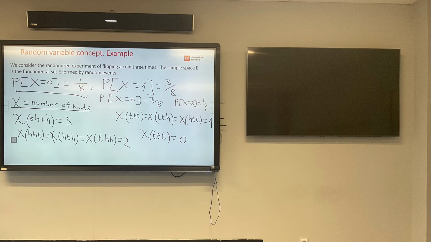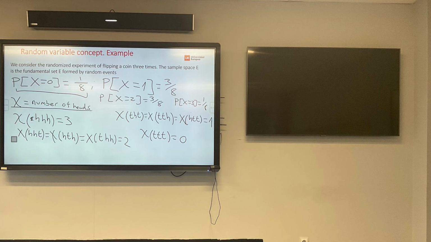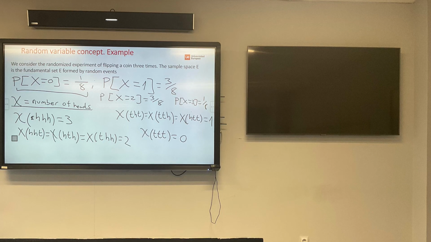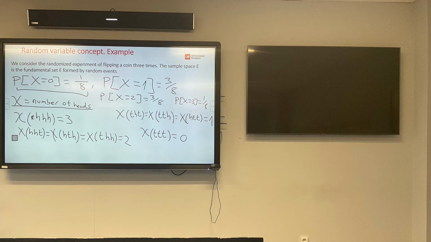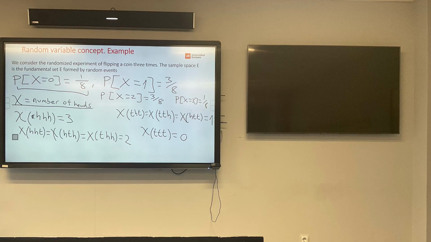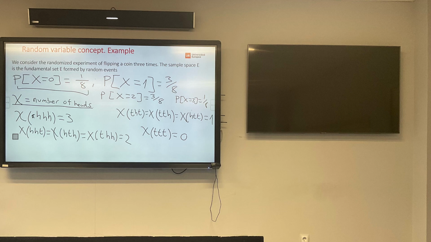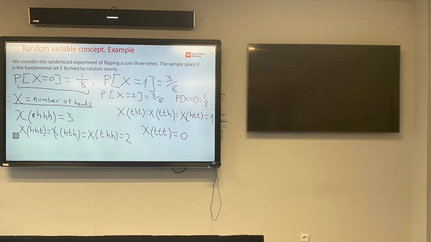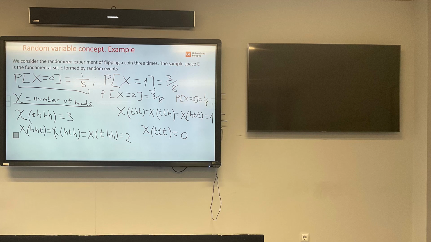The probability is the same. Tail head tail has the same probability as tail tail head. Then 3 times the probability of one of these events. Then 1 over 2, 1 over 2, 1 over 2 is 1 over 8, times 3, 3 over 8. Okay, it's the same.